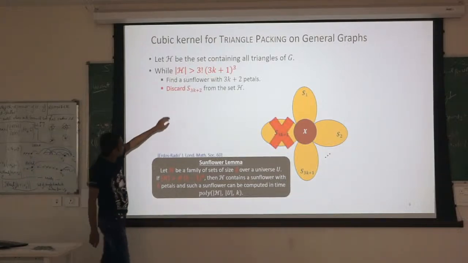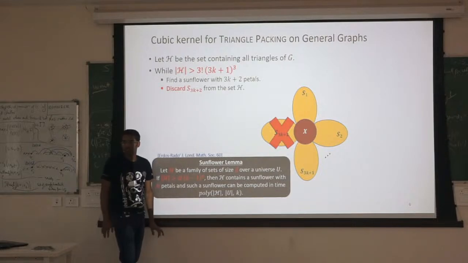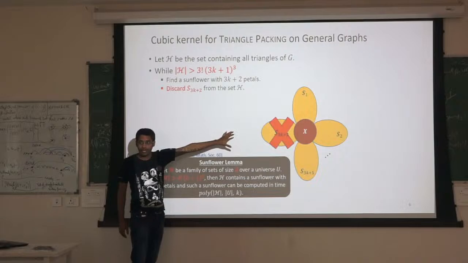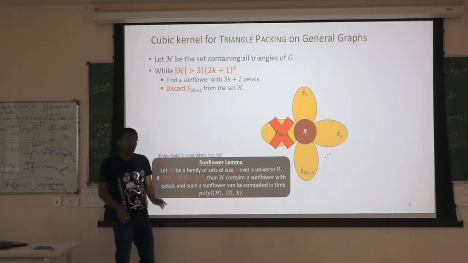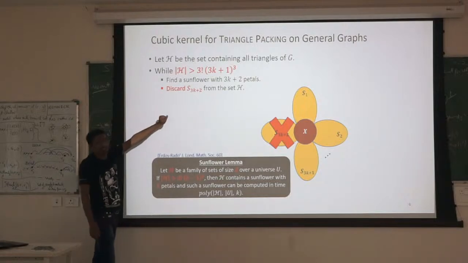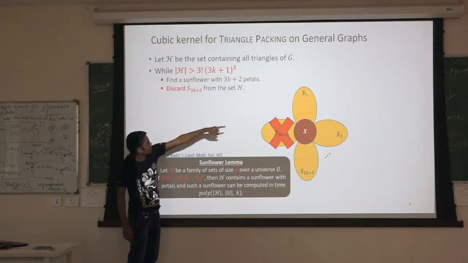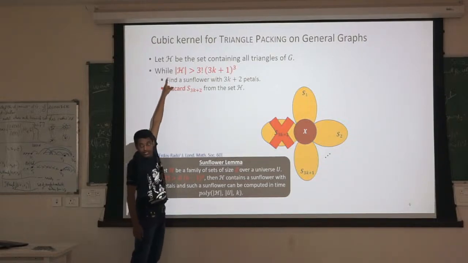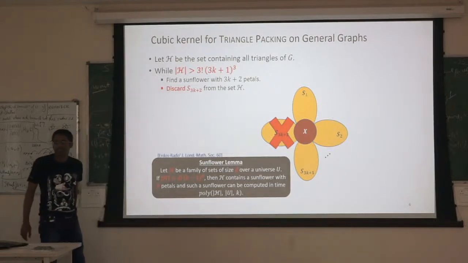Now, I will say that this S3k plus 2 petal that we obtained is not important in some sense. What it is telling you is that we can still forget that triangle. There are lots of triangles forming a sunflower, and then we can forget one of the triangles from the graph, from the triangle pattern. Note that all these sets, S1, S2, S3k plus 2, are triangles because each of them belongs to this H. And H was the set containing all triangles of G.